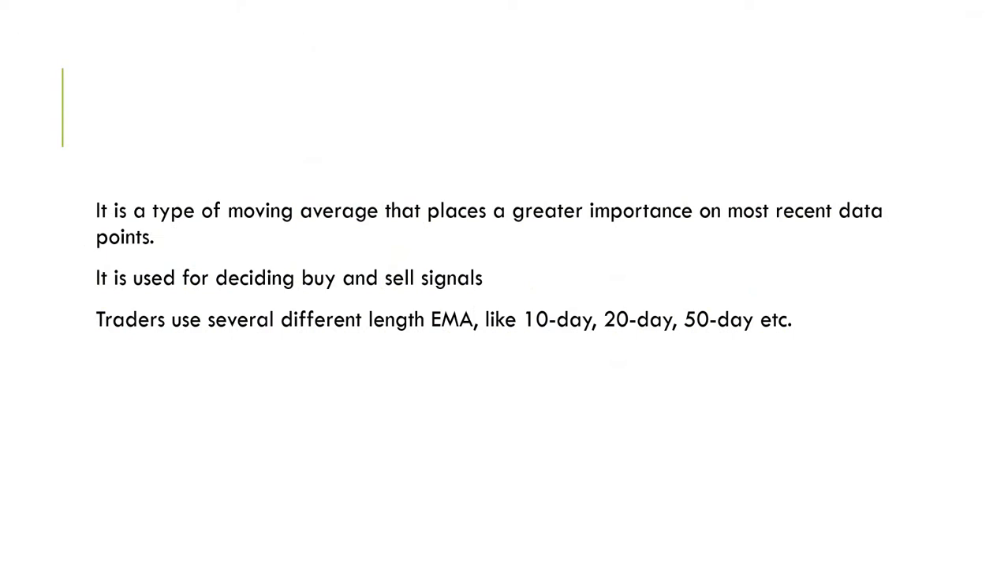Exponential moving average is a type of moving average that places a greater weightage and significance on the most recent data points. It is also known as weighted moving average. It is a technical indicator used to produce buy and sell signals based on crossover and divergence from the historical average. Traders can use EMA length based on their requirement, like 10-day EMA, 20-day EMA, 50-day EMA, etc.